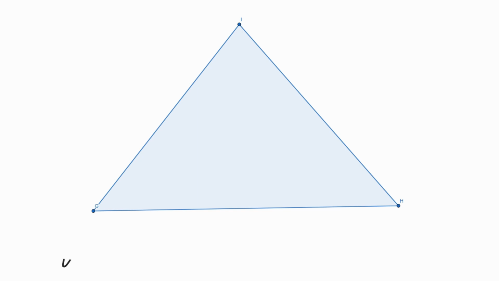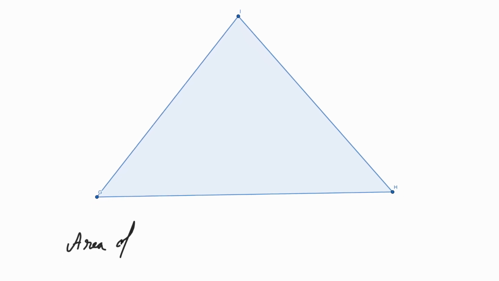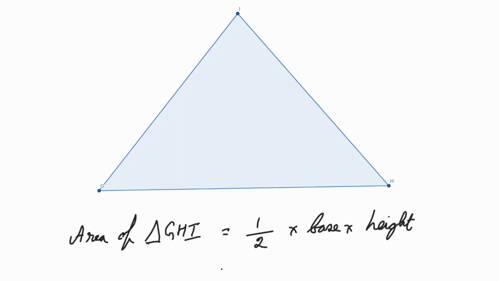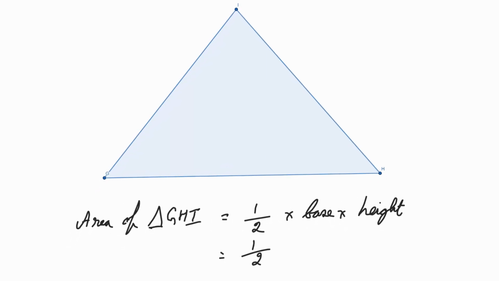So area of triangle GHI. Okay, it is basically half multiplied by base multiplied by height. Now this will be easily half multiplied by segment GH multiplied by, now I still need to find out the height. So let me first find out the height.